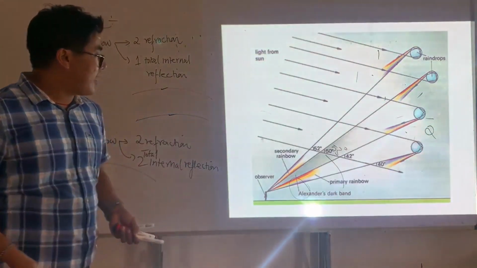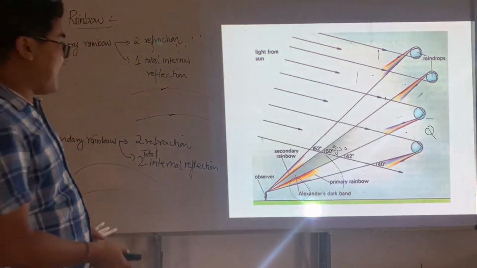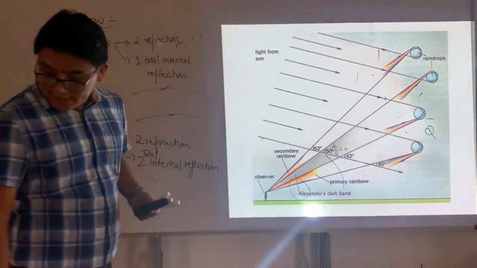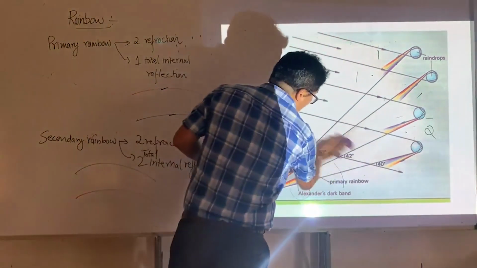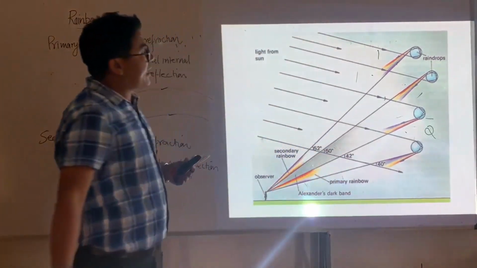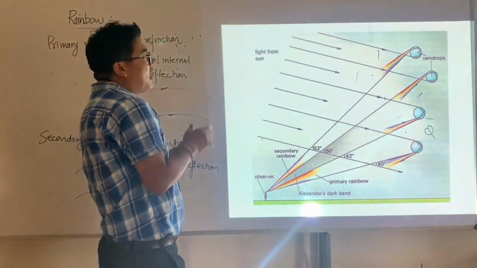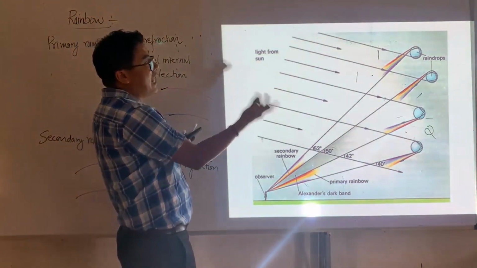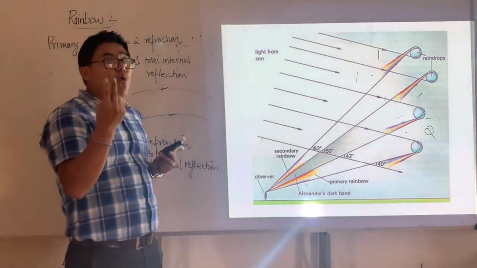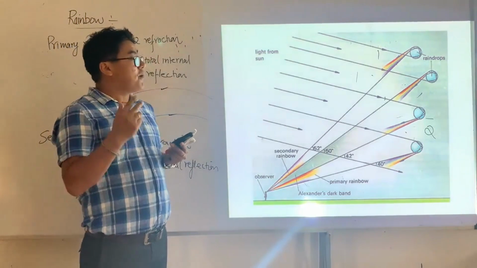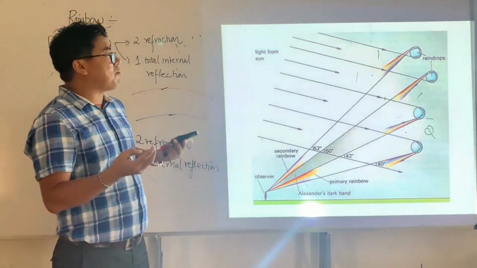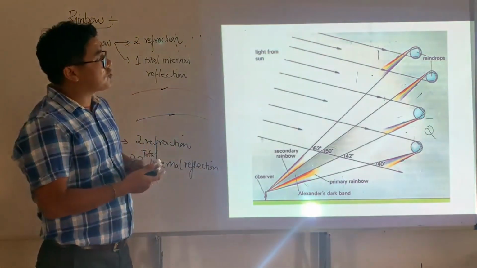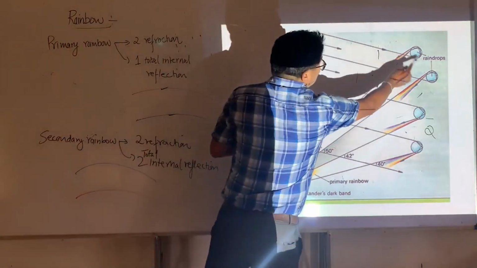Here I have examples. I have a primary rainbow and a secondary rainbow, and you can see that the secondary rainbow is a little higher. However, the secondary rainbow is a little faded, the visibility is a little less, because it undergoes two total internal reflections. Because of the two total internal reflections, some light is lost and the intensity of light decreases.